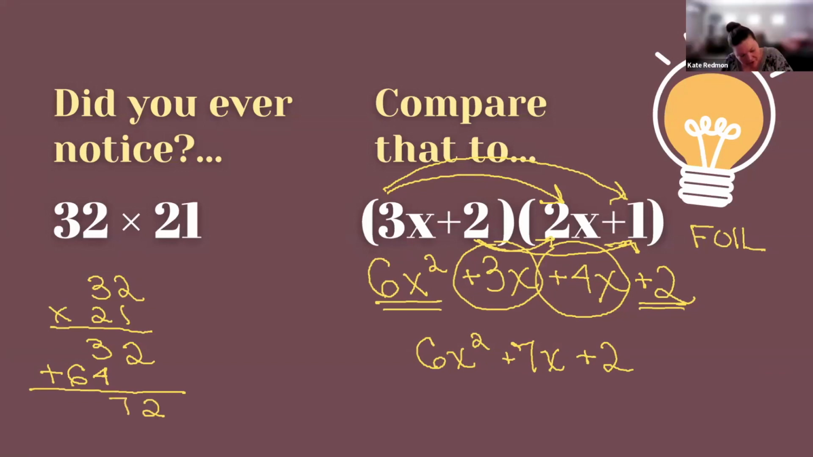But I do just want to go back and compare that to the answer that I got when I multiplied 32 by 21. This time I have 6x squared. Last time I had 600. And I have 7 x's. I had 7 10s. And I have 2. I had 2 1s. It's the same thing. It looks a little different, but it's the same thing.